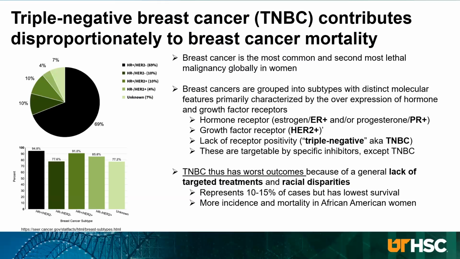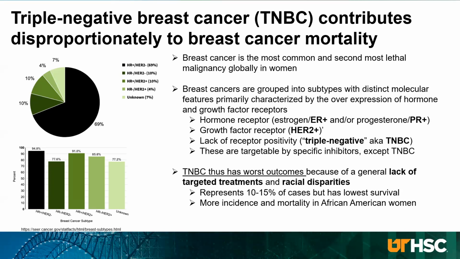So you heard enough about breast cancer, but what I would like to emphasize is that there are subtypes of breast cancer, and these are typically defined by the expression of either hormone receptors, such as estrogen and progesterone, or a growth factor receptor called HER2. When you lack these, you're referred to as triple negative breast cancer or TNBCs. And the important thing about TNBCs is that they lack targeted treatments because they lack these receptors. So because of this lack of targeted treatments, as well as racial disparities, TNBC has the worst outcomes.